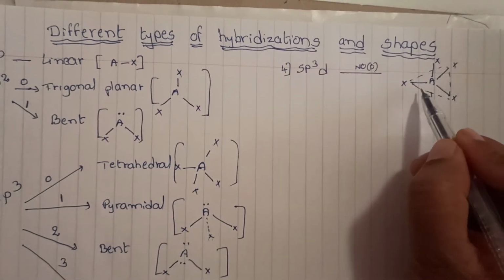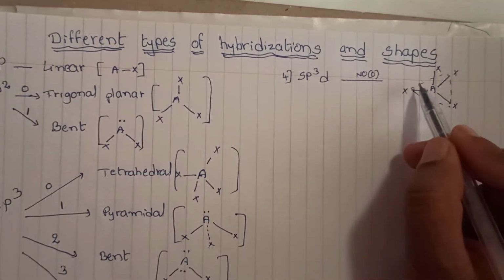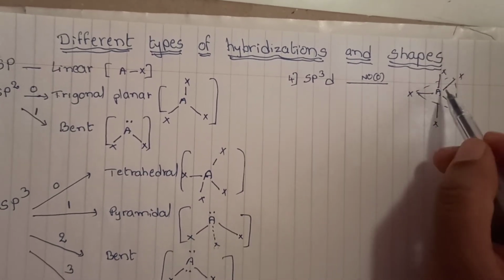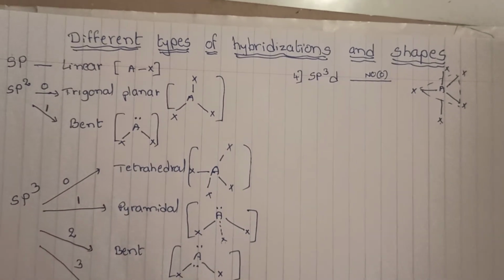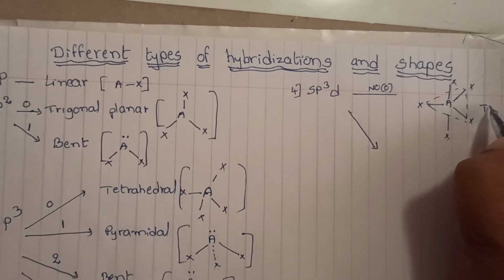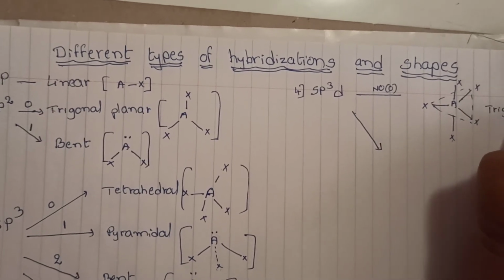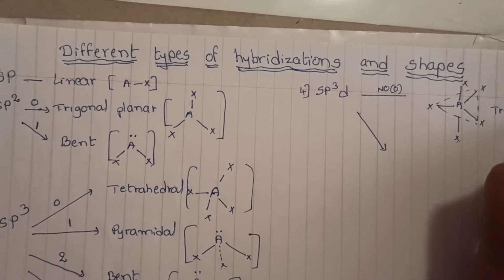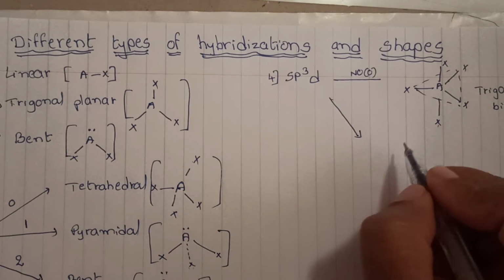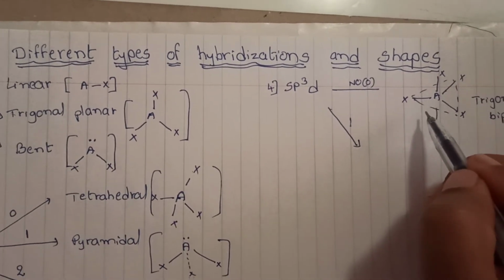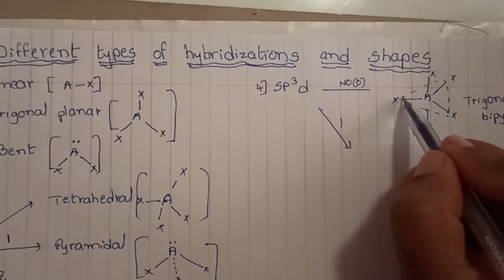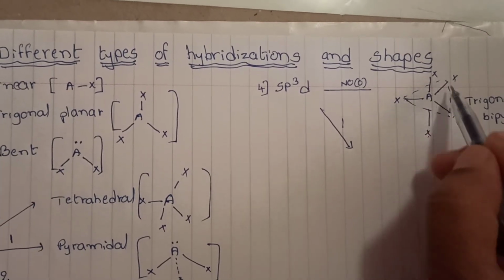Okay, and these three are said to be axial atoms, and these two are said to be equatorial atoms. Now, what is the geometry name? Trigonal bipyramidal. If there is a single lone pair, then the lone pair has to be placed in the axial position, in any of these three positions.